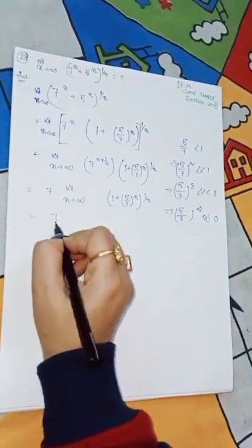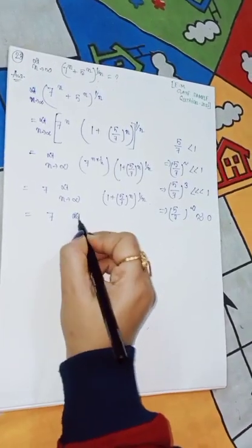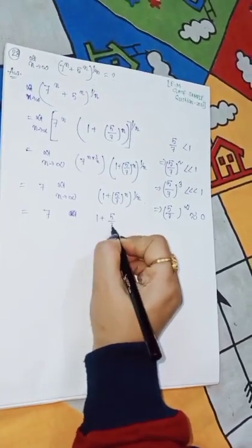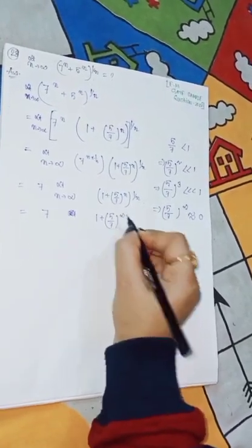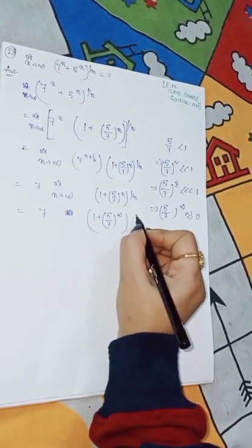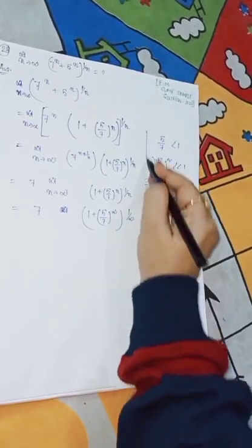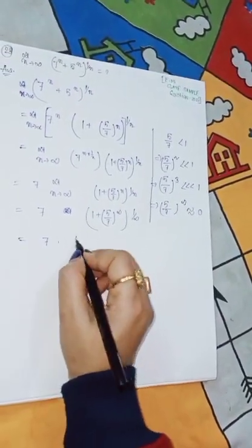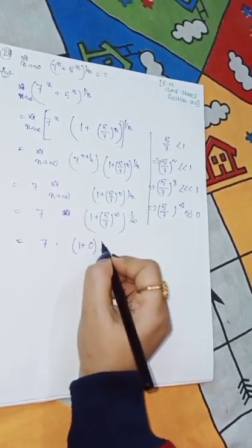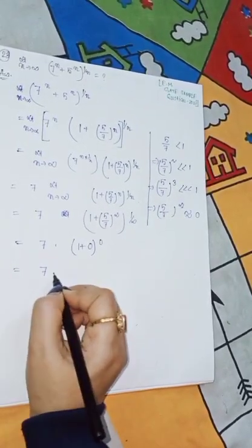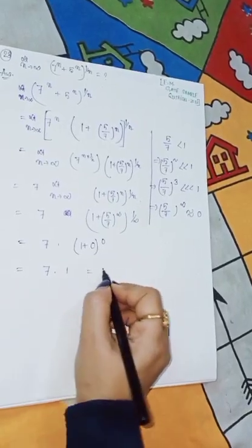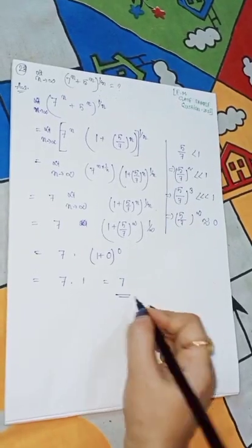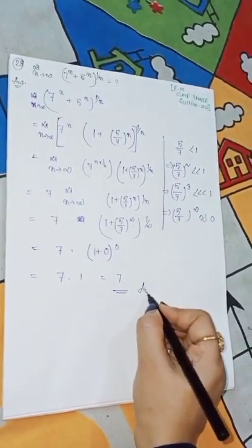So this is equal to 7 into limit, just putting the limiting value. Here we get (1 plus (5 by 7) to the power infinity) whole to the power 1 by infinity. So that is equal to 7 into (1 plus 0) whole to the power 0, that is equal to 1. 7 into 1 to the power 0 means 1, that is equal to 7. So it is our required solution. So this is the solution of question 23.